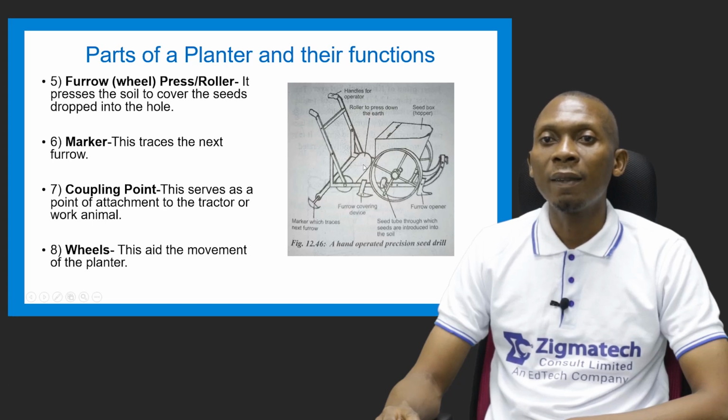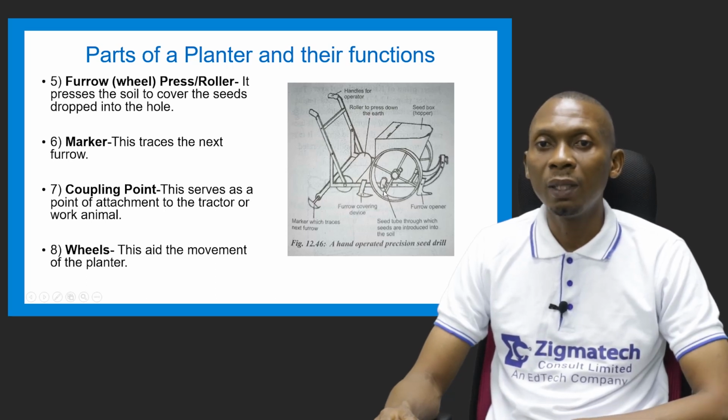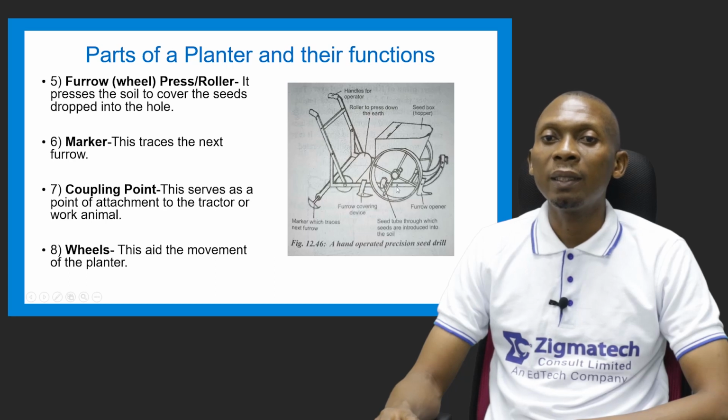Then we have the marker. This traces the next furrow. We also have the coupling point, which serves as the point of attachment to the tractor or work animal. Then we have the wheels. This aids movement.